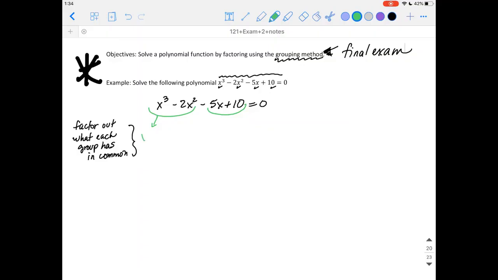So this one's going to be an x squared. So x squared times what gives me an x cubed? It's going to be an x. And then x squared times what gives me minus 2x squared? It's going to be minus 2. Now, we can't forget to bring down this sign. So that's very important to me, and it should be to you. So we're going to bring it down.